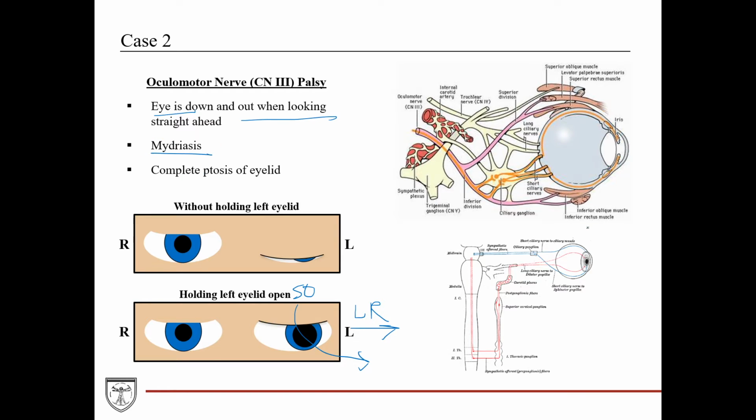You're going to have mydriasis because, like I said, you've lost the input to the sphincter pupillae, which would have constricted the pupil. So these cervical sympathetic inputs going to the dilator pupillae muscle are going to act completely unopposed and give you this dilated pupil here. And then complete ptosis of the eye, and we'll talk about that in a second.